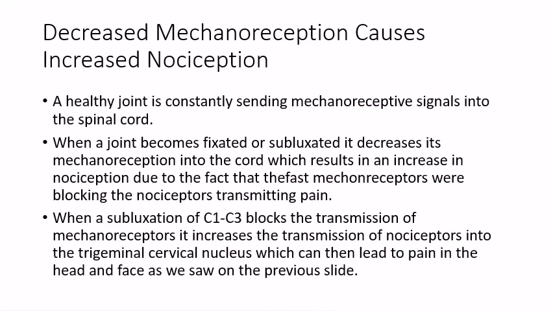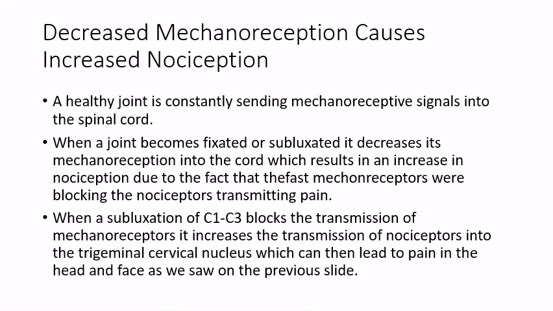So let's discuss how nociceptive input, let's say from C1, C2, or C3, can increase in times of a subluxation. Well, it's important for us to know that decreased mechanoreception causes increased nociception. A healthy joint is constantly sending mechanoreceptive signals into the spinal cord. When a joint becomes fixated or subluxated, it decreases its mechanoreception into the cord, which results in an increase in nociception due to the fact that the fast mechanoreceptors were blocking the nociceptors transmitting the pain.